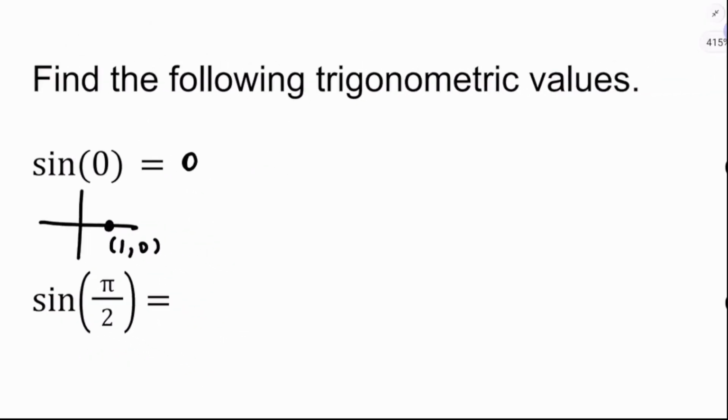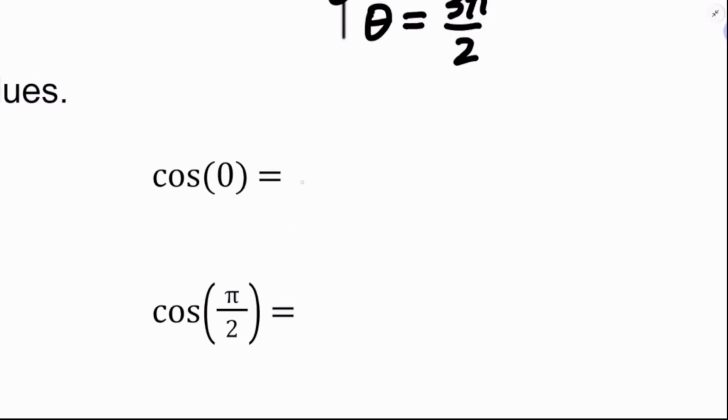So over here, cosine of 0. Again, drawing theta equals 0, I'm at the point where x is 1 and y is 0. Cosine is the x-coordinate on the unit circle, so I'm going to say that's equal to 1. It's the horizontal displacement from the y-axis.